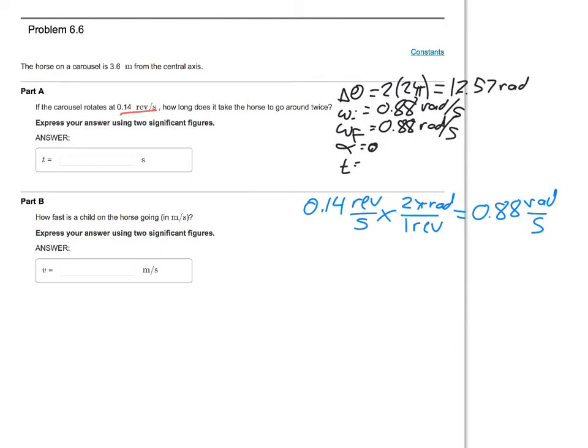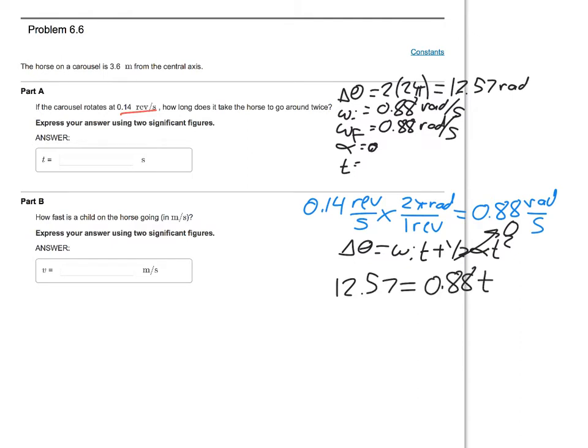So I'm going to go ahead and use my delta theta equals omega initial t plus 1/2 alpha t squared. That second term goes away because our angular acceleration is 0. And so I get 12.57 equal to 0.88 t. When I go ahead and solve for the time here, I end up getting that my time is going to be 14.3 seconds. Rounded to 2 sig figs, it would just be 14 seconds.